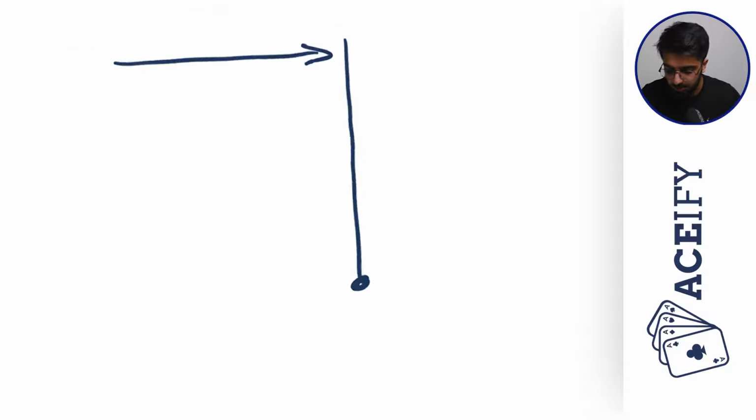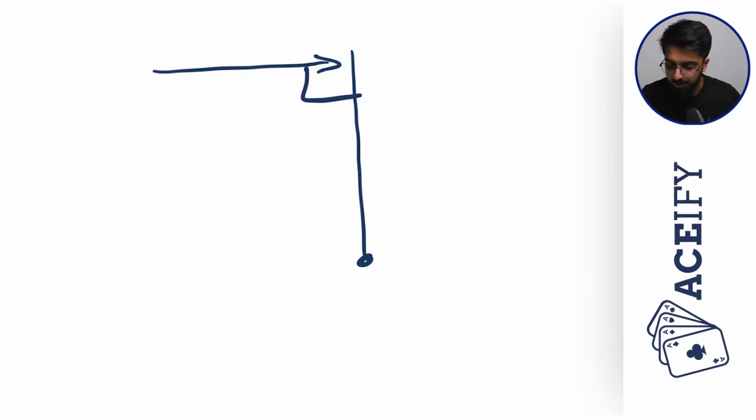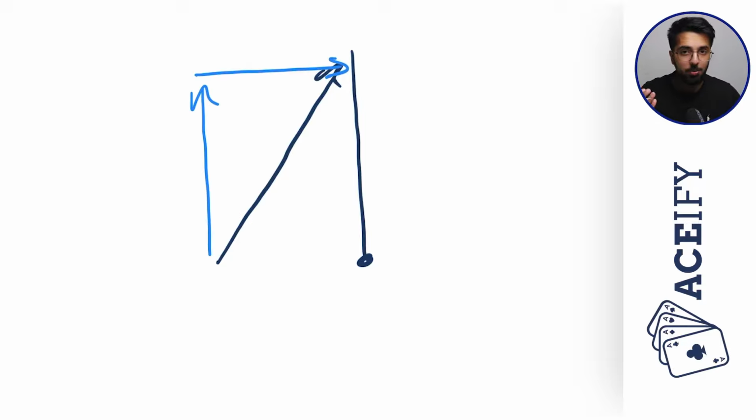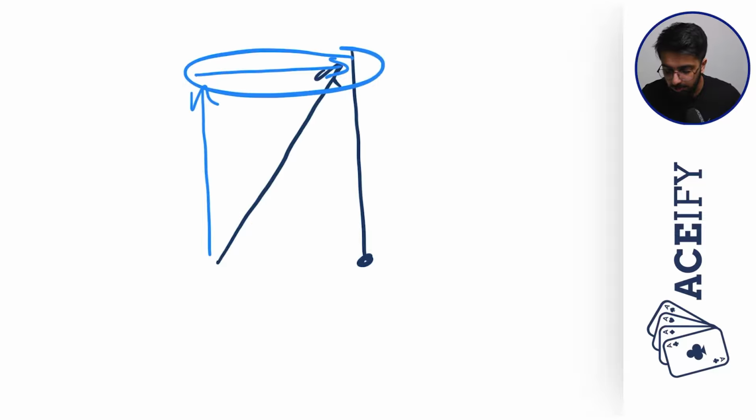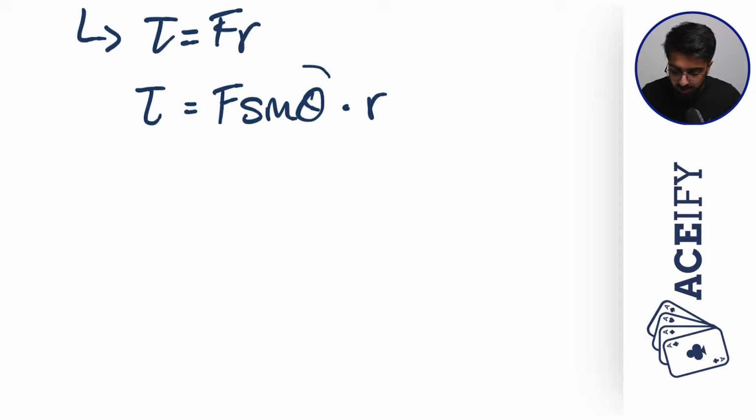Why is that? Because only the force that is perpendicular to this lever is going to cause rotation. So perpendicular meaning at right angles. And we know that if we have a force coming like this, we can split this force up into horizontal and vertical components. And so the only component of this force that's going to cause rotation is this component right here. So now why is sine theta used?